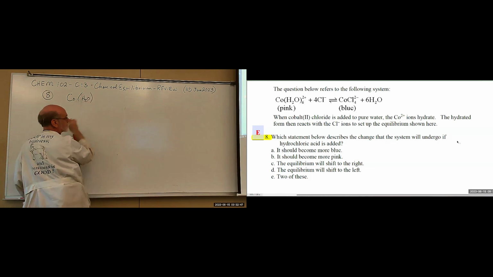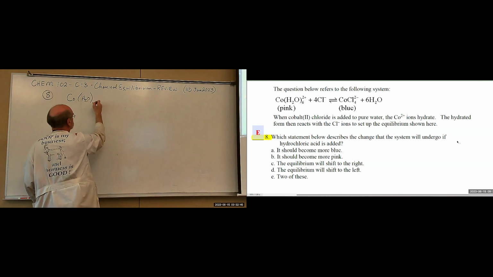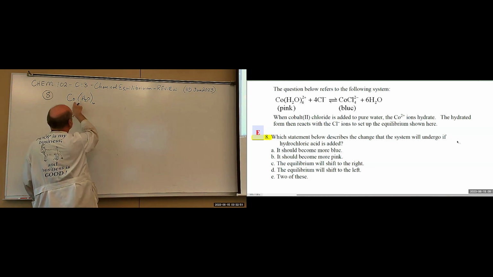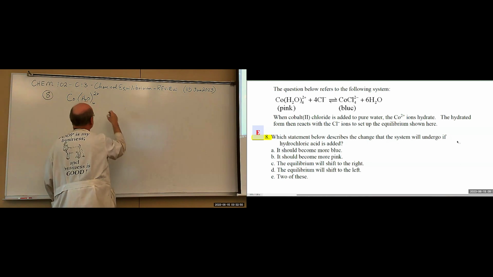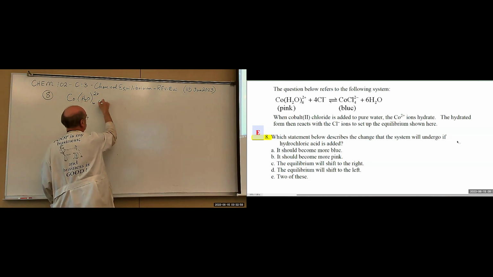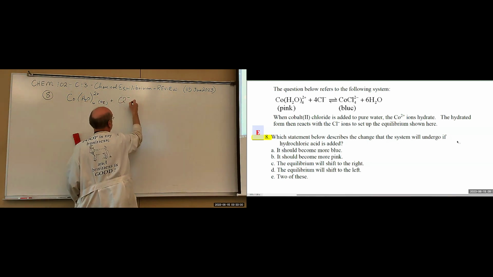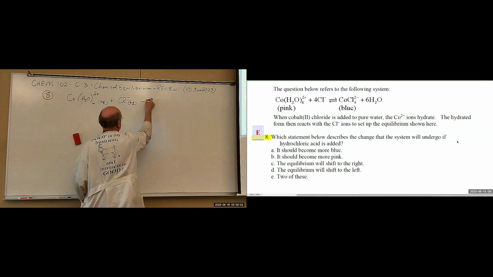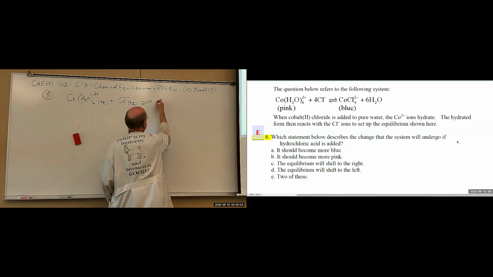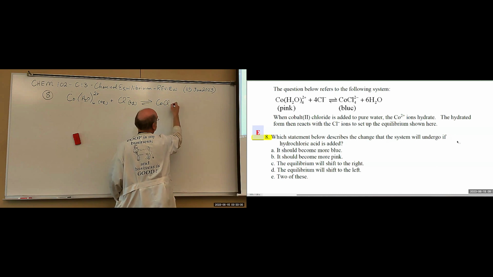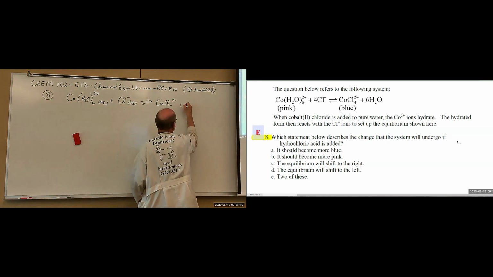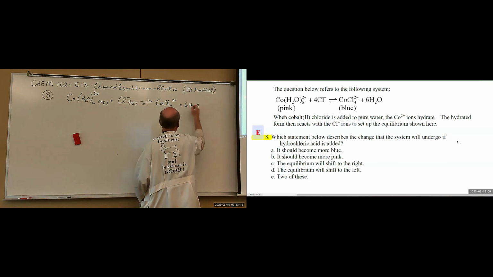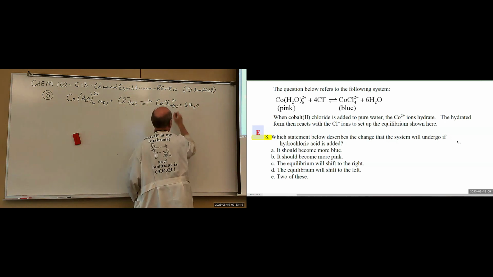H2O, and we've got 6 of those. Complex of this cobalt with a 2+ charge. And this has to be an aqueous solution. I mean, it doesn't say it there, but it is. And this is in equilibrium with cobalt chloride, a different complex ion, and then 6 waters are released. Okay. All right.